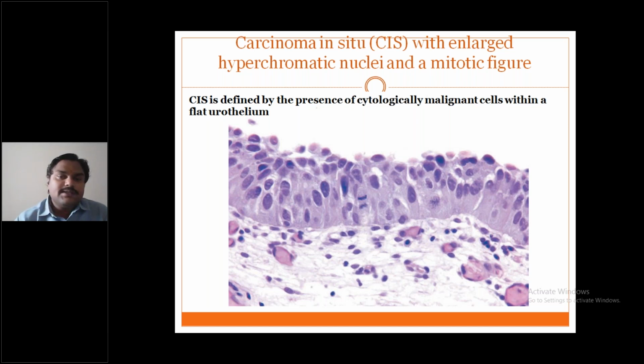So this is how a case of carcinoma in situ looks. You can see a lot of nuclear atypia and occasional mitotic figures within. And if you see, there is a loss of nuclear polarity. The nucleus is situated at the tip of the cell rather than at the base of the cell. This is called loss of nuclear polarity.